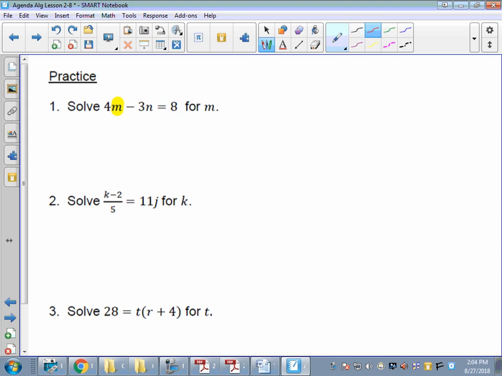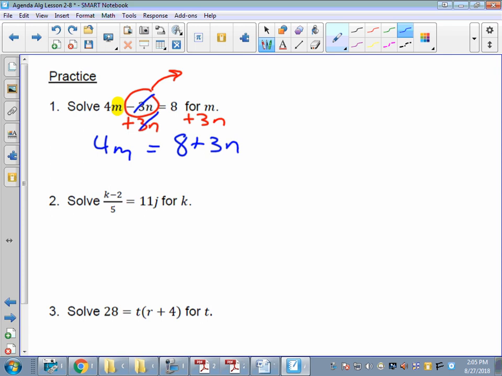Okay? So I want to get rid of everything else on that side. So I'm going to try to get rid of this negative 3n, put it on the other side of the equation. So by doing that, I'm going to add 3n to both sides. Okay? So what's that going to do for my problem? I'm going to have this 4m still over here on the left. On the right, we know those cancel out. And so I'm equal to 8 plus 3n. Okay? And that is all it is. We can't add those together. They're separate terms. It's not 11n. It's nothing but 8 plus 3n because we can't add or subtract those different terms.